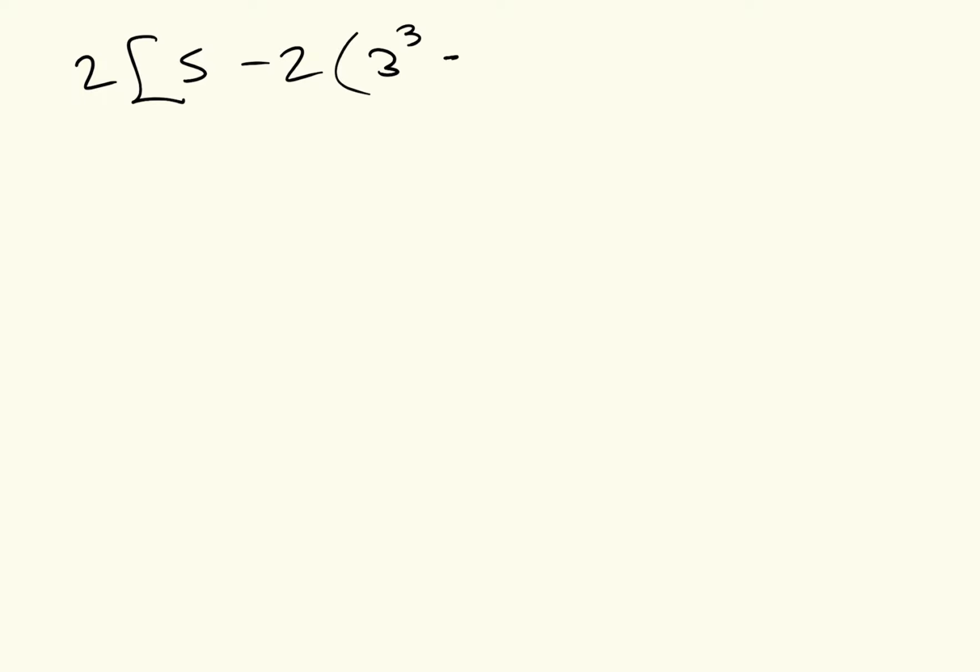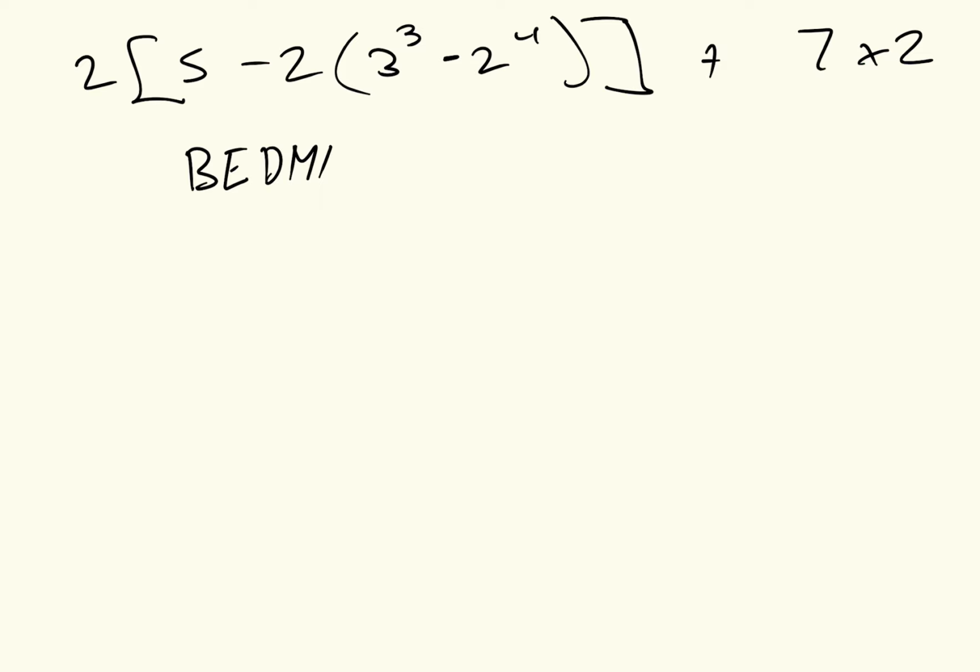Let's try one last example. This one's a little trickier. Let's go 2, open bracket, 5 minus 2, open bracket, 3 to the power of 3, minus 2 to the power of 4, close bracket, plus 7 times 2. Now, while this may seem a little daunting, let's just write out that acronym again. And if you want to give this a shot by yourself, feel free to pause the video. But let's work inside the brackets first.